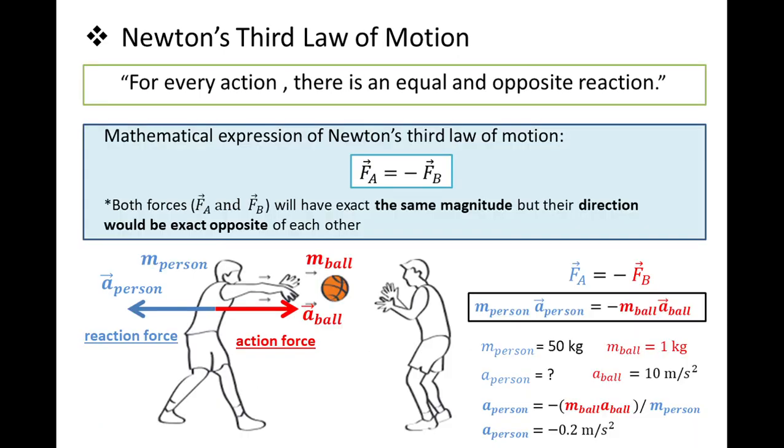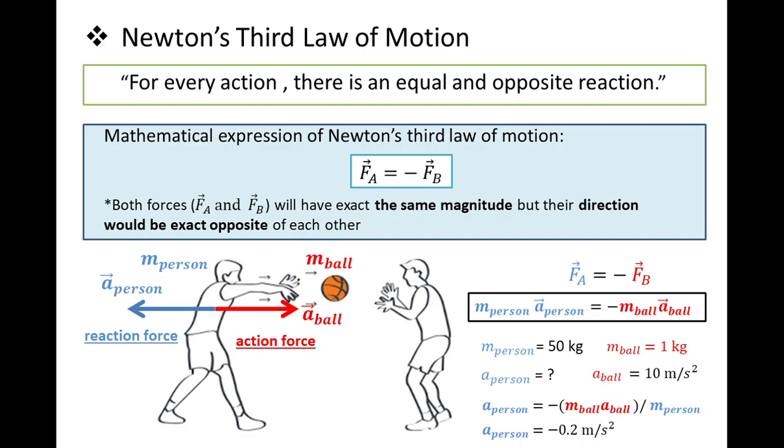Newton's third law: for every action there is an equal and opposite reaction, that is, F sub A equals negative F sub B. That means whenever a body exerts a force on a second body, the second body exerts a force back on the first body that is equal in magnitude and opposite in direction. Both forces will have exactly the same magnitude, but their directions are exactly opposite of each other.